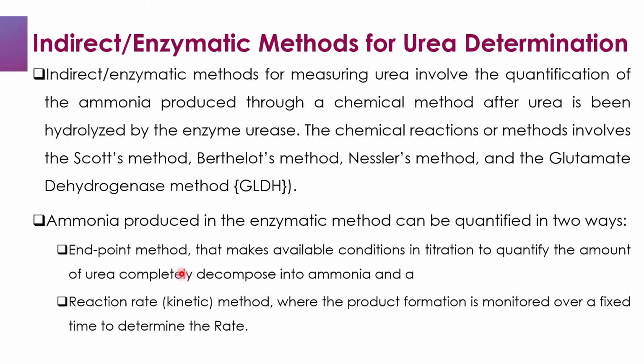Also, the ammonia produced in the enzymatic method can be quantified in two ways. One, the endpoint method, which makes use of conditions as in titration to quantify the amount of urea completely decomposed into ammonia by the enzyme urease. And two, a reaction rate or kinetic method, where the product formation is monitored over a fixed time to determine the rate.